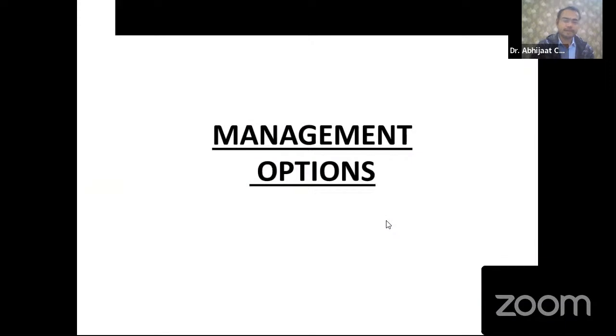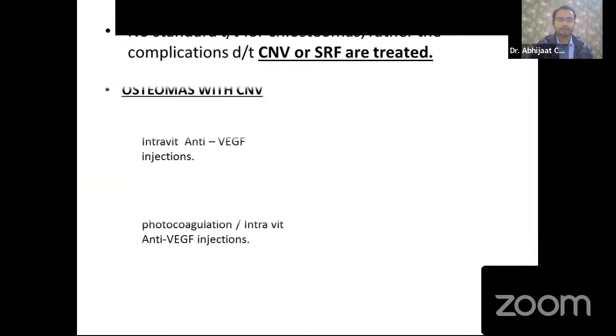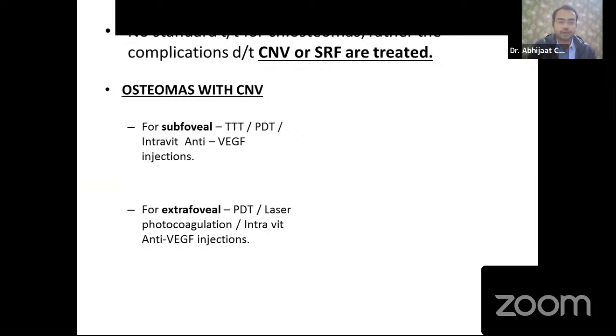So what could be the management options of this? As regarding the choroidal osteoma per se, there is no standard treatment. Rather, the complications which occur due to the choroidal neovascularization or the subretinal fluid are treated. So we divide the treatment options among two categories. In the first, the osteomas with choroidal neovascularization, if the lesion is subfoveal, we go for transpupillary thermotherapy or photodynamic therapy, out of which photodynamic therapy is the preferred option.